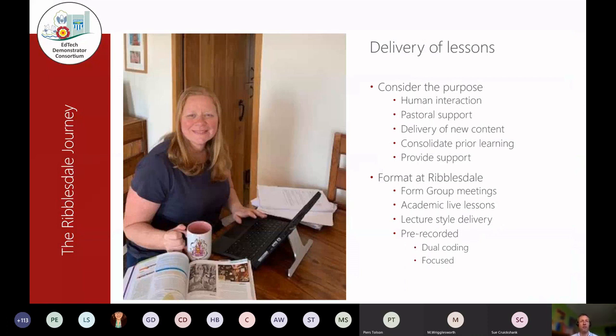So what about lesson delivery? The topic of discussion at the moment, I think, within education is to live lesson or not to live lesson. And there are lots of people both for and against this. And I think ultimately you've just got to consider the purpose. Obviously the vehicle could be Teams, and Teams is a good vehicle to do that in, but what is the purpose of that live lesson or the lesson delivery?